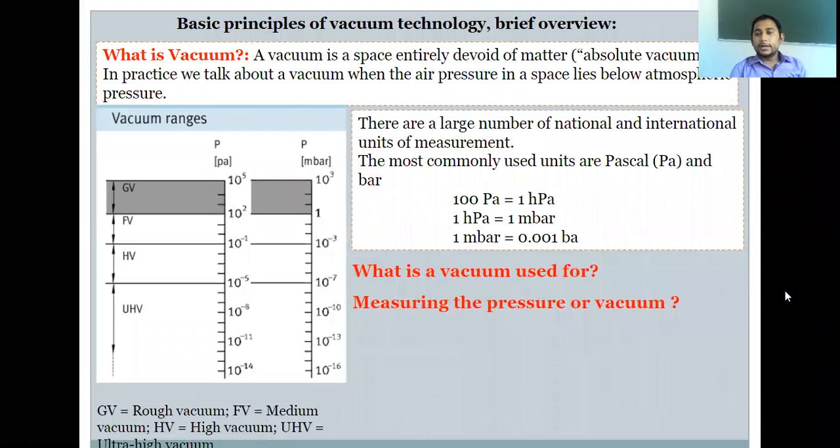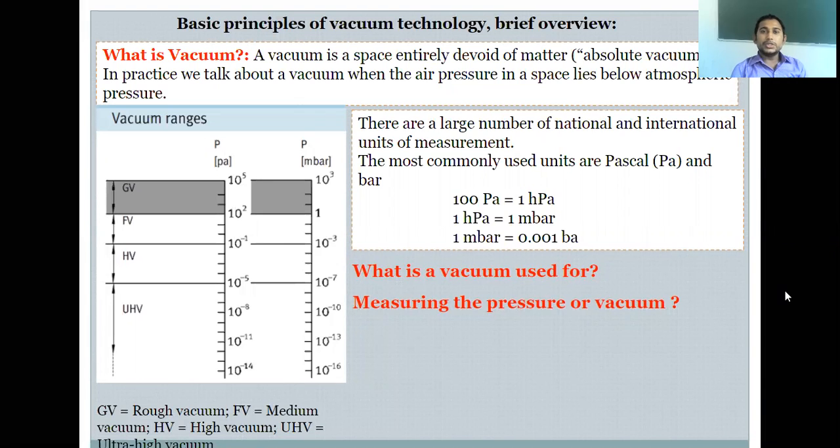We already started the new topic of vacuum technology. Vacuum technology is a very important technique in the subject of thin film, and the fundamental concepts we already discussed in our previous lectures.